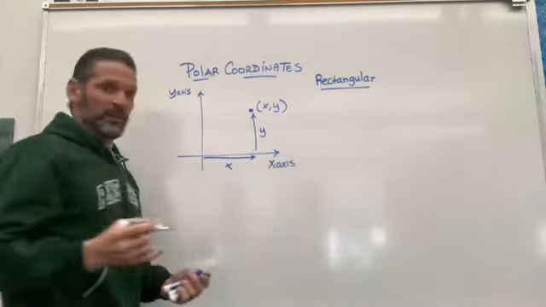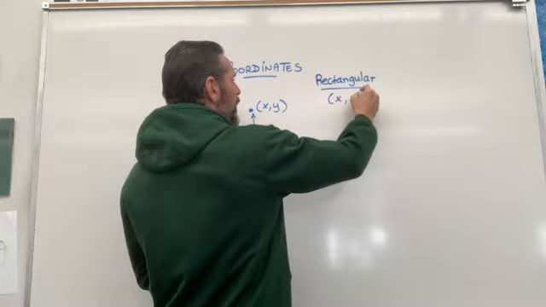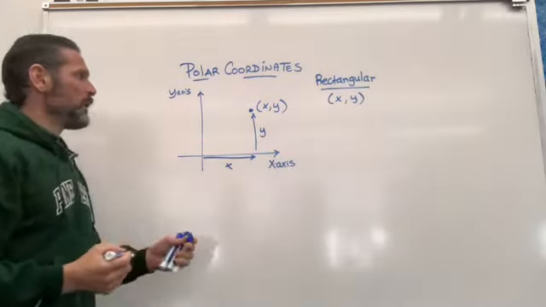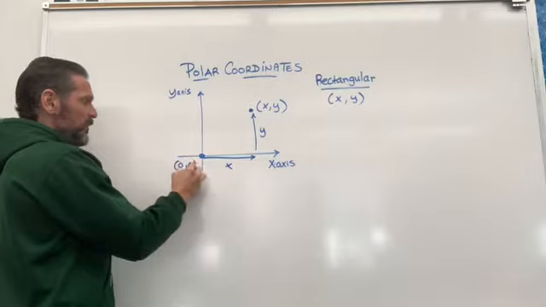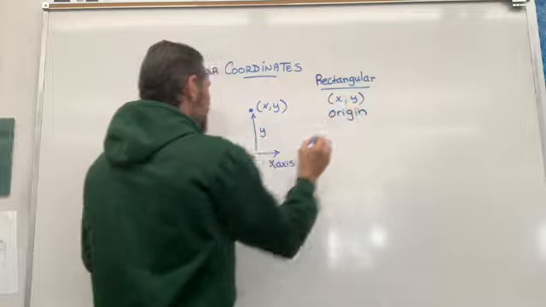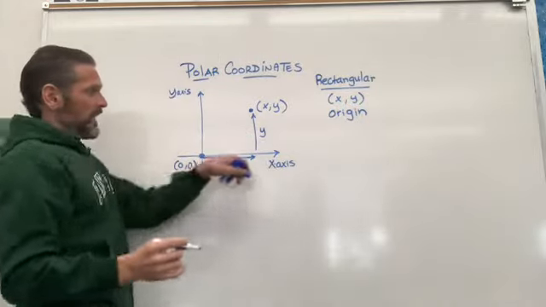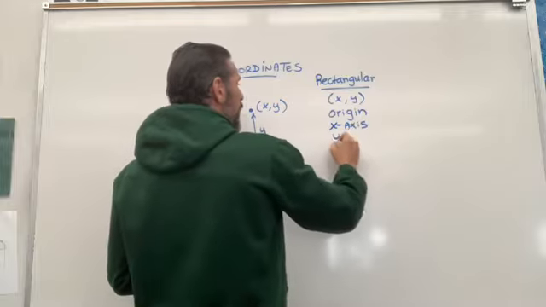On this rectangular system, the coordinate pair will be x, comma, y. Notice some vocabulary here. We've got this 0, 0 point, which is known as the origin. And we've got an x-axis and a y-axis.